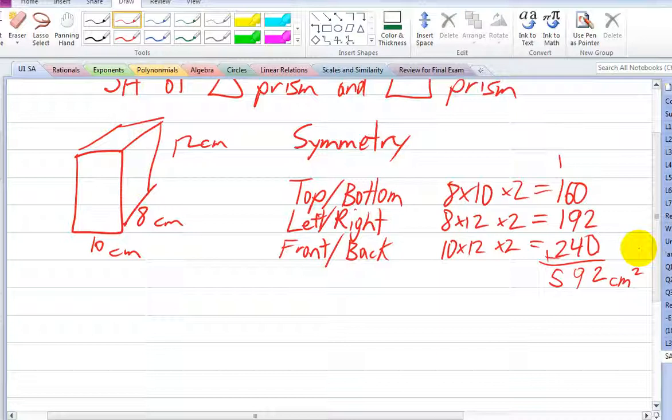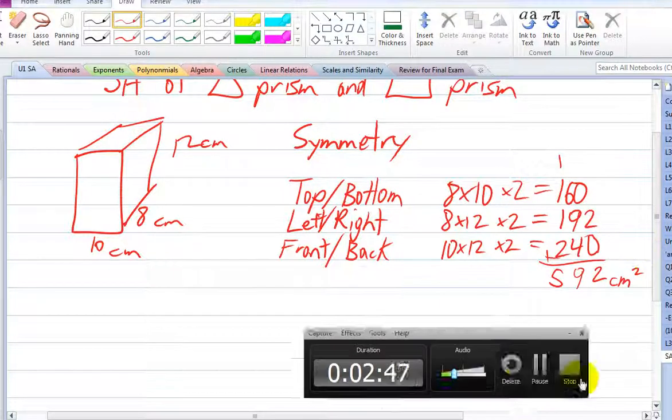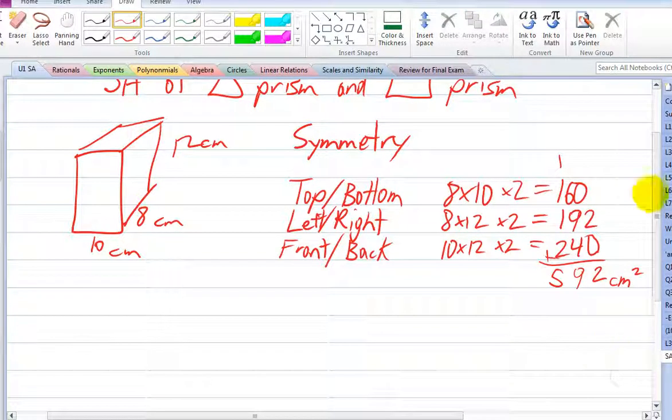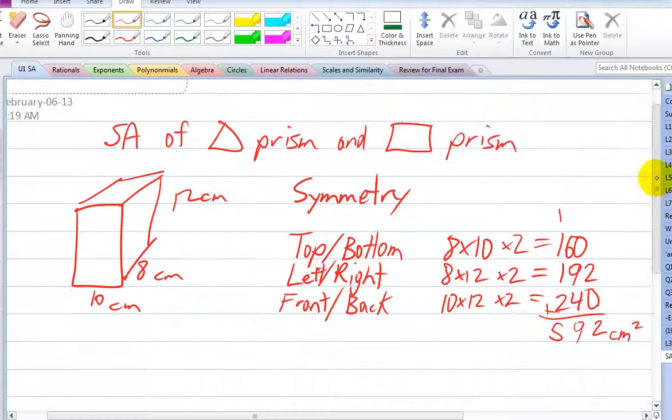All right. Any questions about that? Hold on for a second here. I'll grab. All right. So there we have rectangular prism.